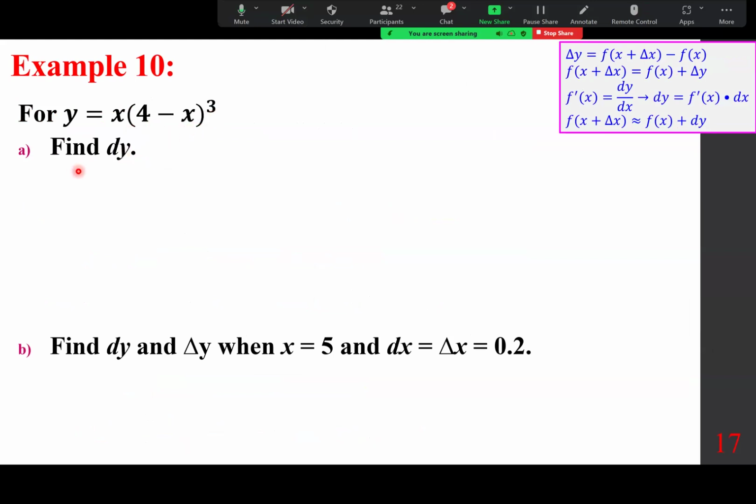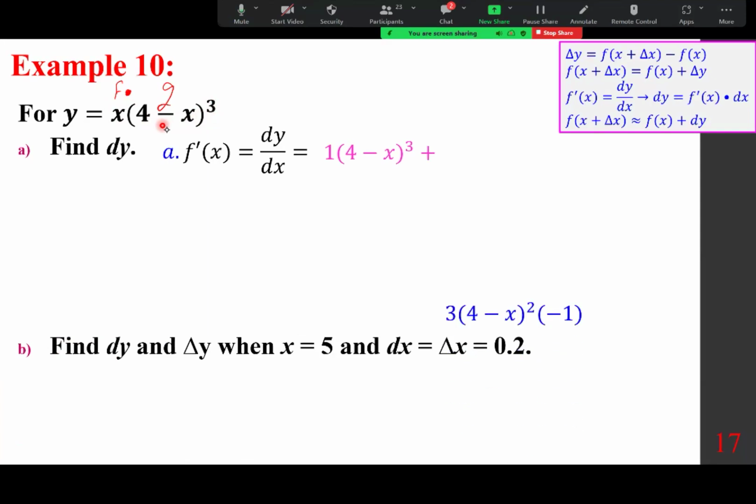For y equals x times the quantity 4 minus x, cubed, find dy. Well, f prime of x, or dy dx, means differentiate. So we are going to differentiate. To differentiate, we use the product rule. So we need f prime, which is 1, times g, which is 4 minus x cubed. We need g prime f. Now the derivative of this piece is 3 times 4 minus x squared times the derivative of the inside, which is negative 1. Let's repeat. 3, this is the extended power rule, 4 minus x squared times the derivative of the inside, which is negative 1, times f, times x.